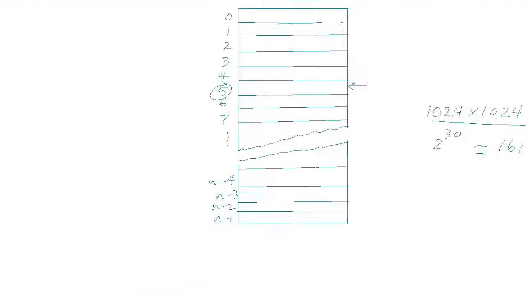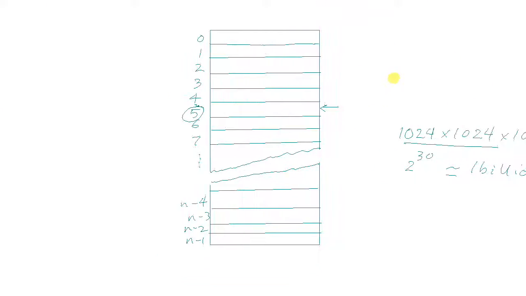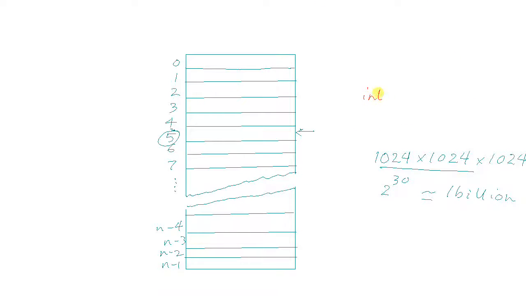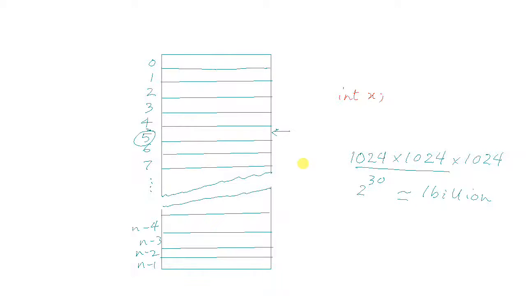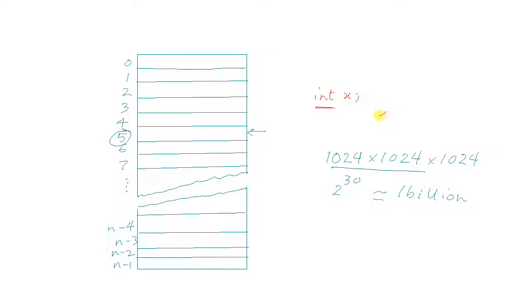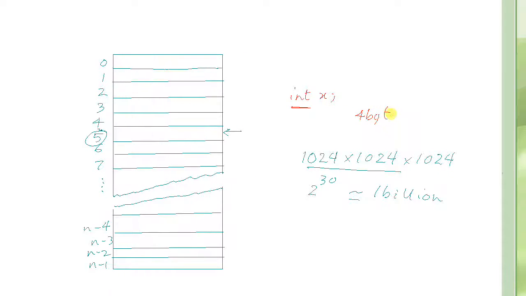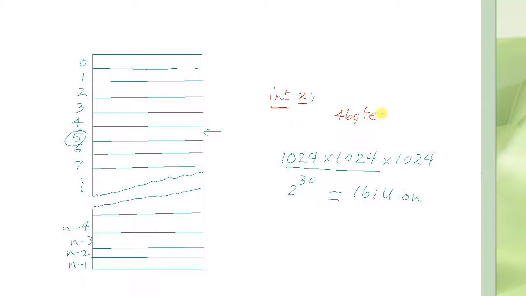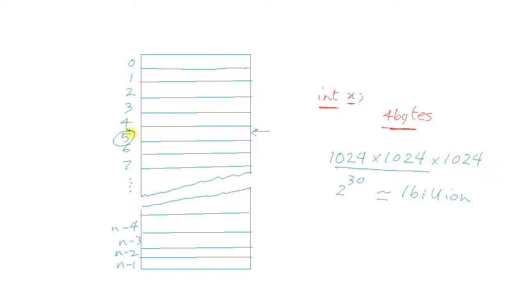Okay, so when we write in our C program, when we write int x, what happens at this point? What happens is the operating system allocates memory somewhere for this variable x, and integers are basically 4 bytes long. So this variable x is 4 bytes long, so it allocates 4 bytes for it.